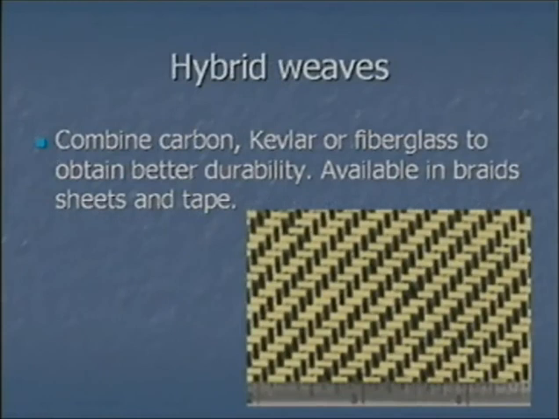There are also hybrid weaves. This is a combination of carbon or Kevlar or fiberglass, and basically this is done to obtain better durability. It can also be done for aesthetics. So if you want something that looks real high tech, you can do a carbon fiber layup with a blue or yellow or red Kevlar material in it, and it makes a very nice, pretty lamination. But typically it's done for durability.